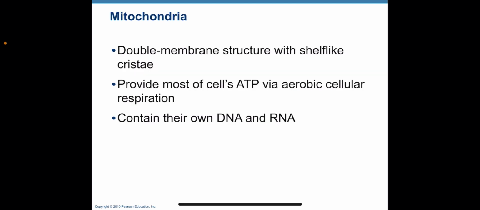The mitochondria is a double membrane structure that has these shelf-like cristae, and these literally look like zigzag bookshelves within the mitochondria. This provides most of the cell's ATP via aerobic cellular respiration. So they are going to use phosphate to phosphorylate adenosine diphosphate, or ADP, to make adenosine triphosphate. And they also contain their own DNA and RNA, and they reproduce or replicate independently of the cell.